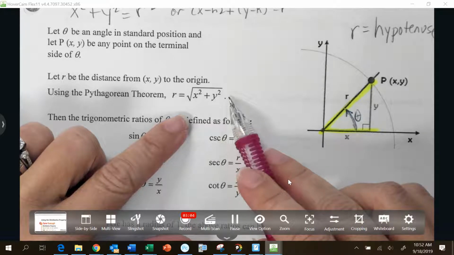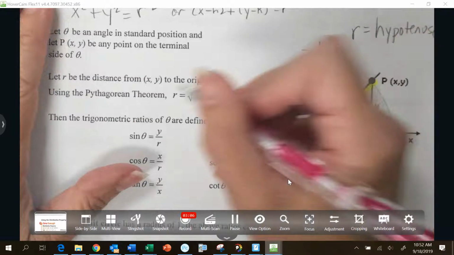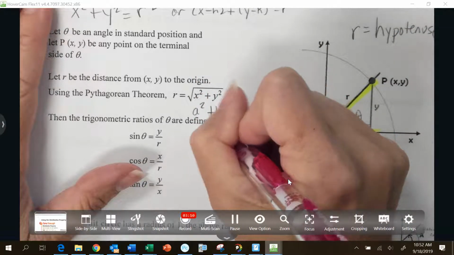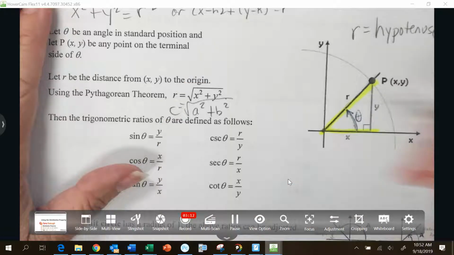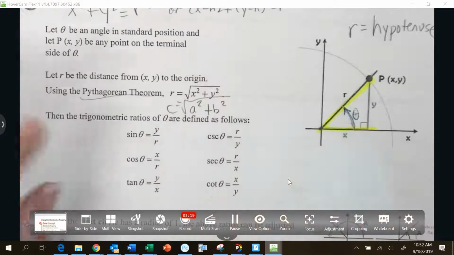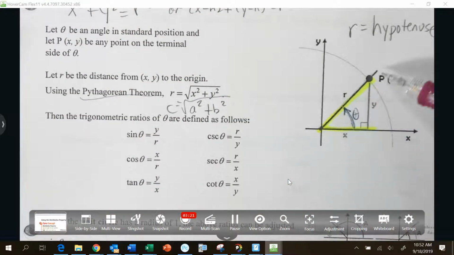look like some other formula that you know that looks like this. A squared plus b squared, and the square root of that is c. What formula does that look like? Pythagorean theorem. It says it right there. That's what we're using to find the radius. We're just using Pythagorean theorem.